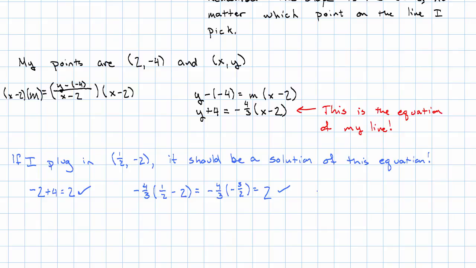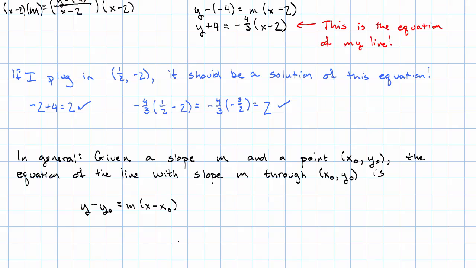In general, given a slope and a point, the equation of the line with that slope through that point is given by y minus the given y equals the slope times x minus the given x. And this is actually an incredibly easy and useful way to write down the equation of a line.